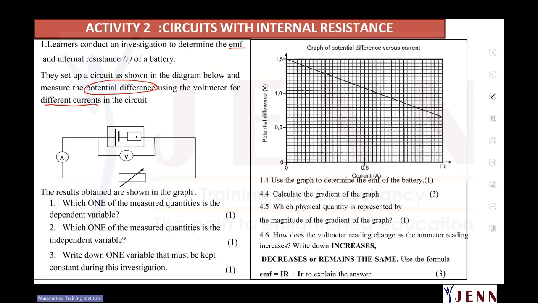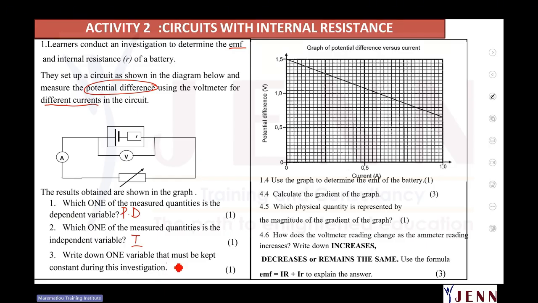Are we fine? Okay. The results of this experiment are shown in the graph there. And they ask which one of the measured quantities is dependent. That's the first question they ask. I said they are changing current and observing potential difference. So potential difference becomes our dependent variable because it is the one that we are observing. Which one of the measured quantities is the independent variable? We've already answered that. It would be current. Then write down one variable that must be kept constant during this investigation.